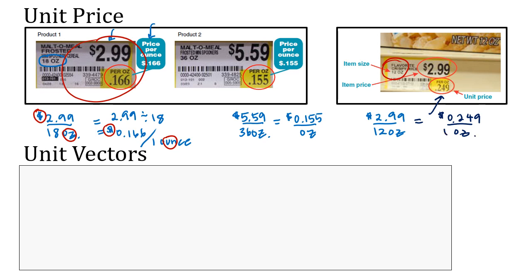Okay, so why are we talking about this? Well, unit vectors are like unit price in that they involve the number 1. Now, what 1 am I talking about? I'm talking about that 1 ounce. They all had different number values on the numerator, but they all dealt with 1 ounce. That's what made it a unit price, a 1 unit price. Unit vectors are the same thing.